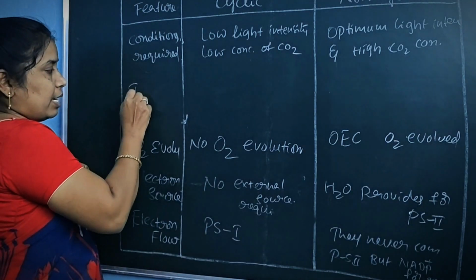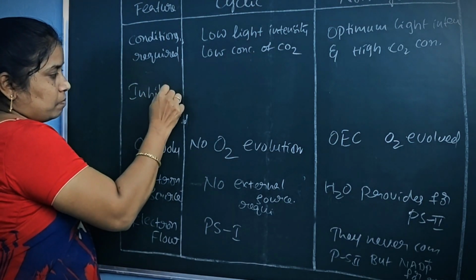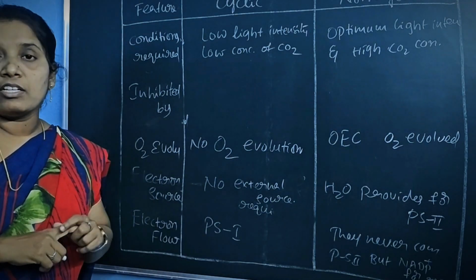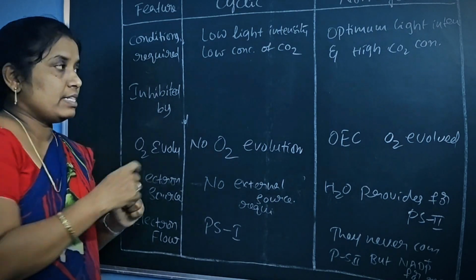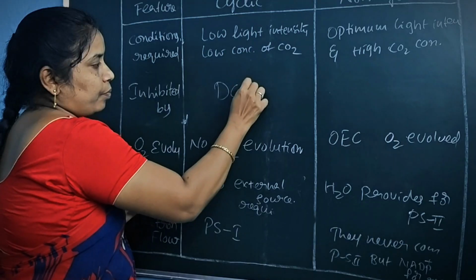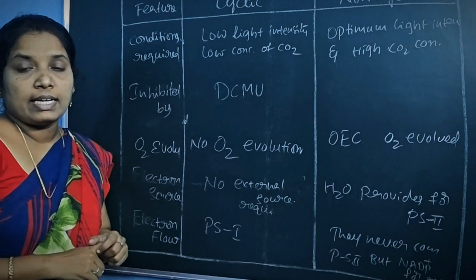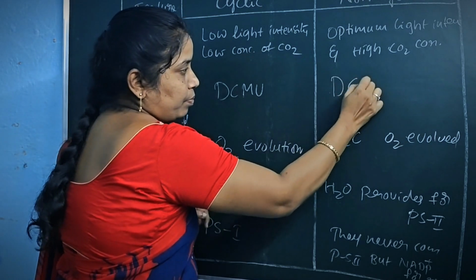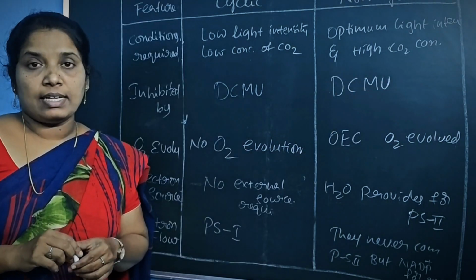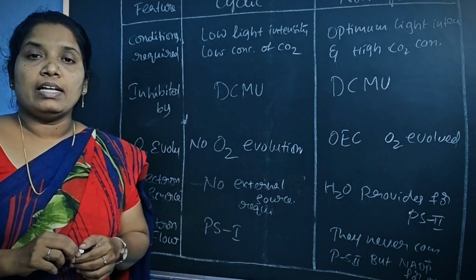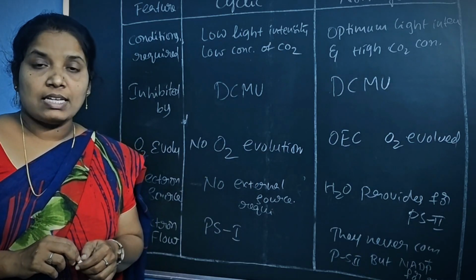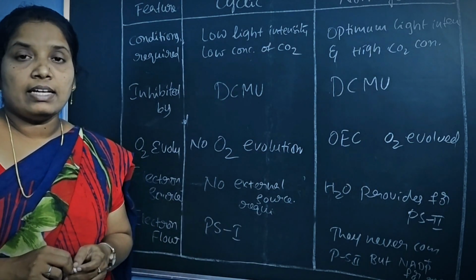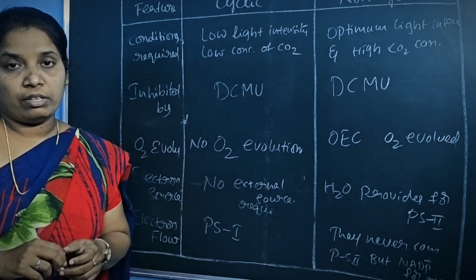Inhibited by. The cyclic electron transport chain is not inhibited by DCMU, whereas the non-cyclic electron transport chain is inhibited by DCMU. DCMU is nothing but dichlorophenyldimethylurea, also called Diuron. So these are the differences between cyclic and non-cyclic electron transport chain.